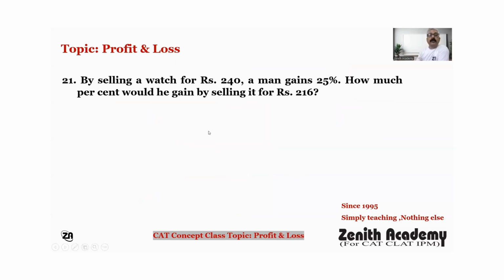Now see question number 21. And look here in this question, same approach will help you. By selling a watch for rupee 240, a man gained 25%. How much percent would he gain by selling it for rupee 216? So look here, 240 is the selling price giving you 25% gain. It means 240 is actually 125% of the cost price, right? So 216 rupees is equal to what percent of the cost price? Simple equations, but now you can do it.